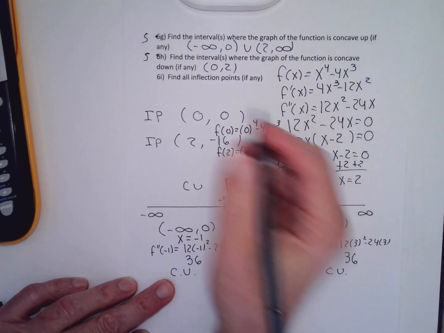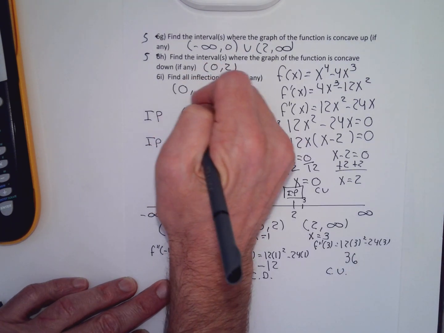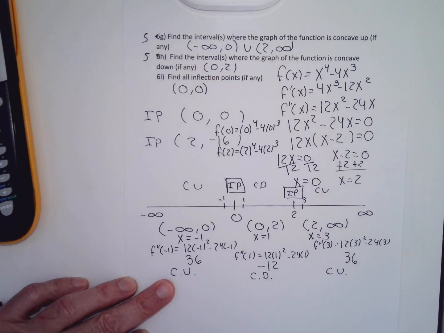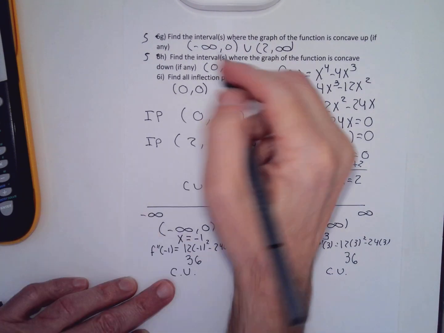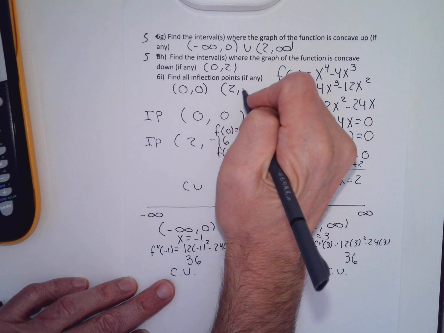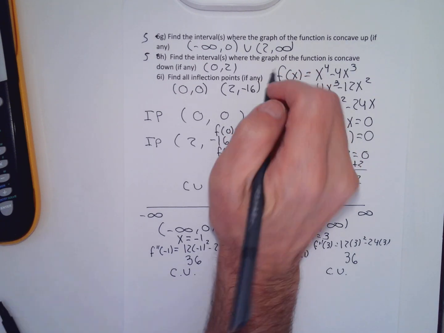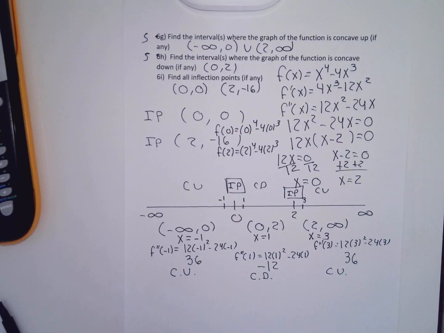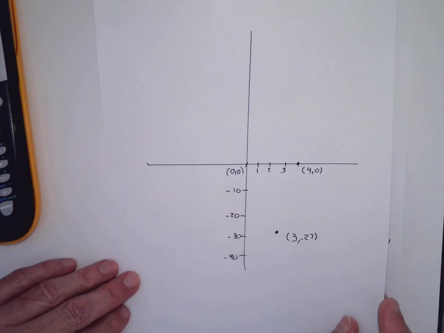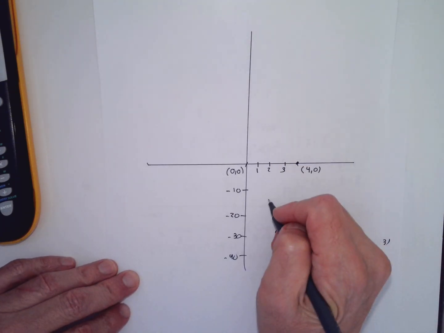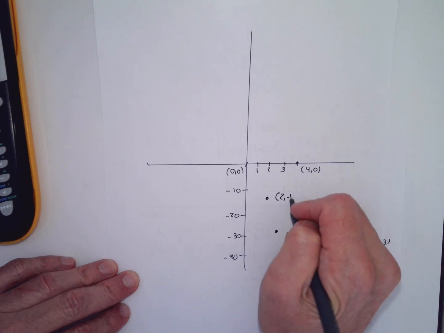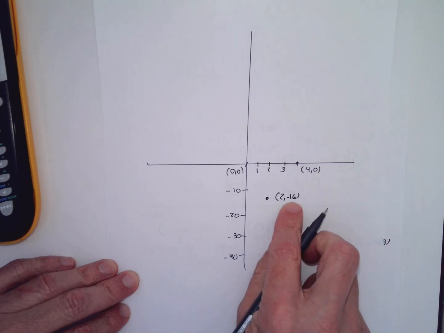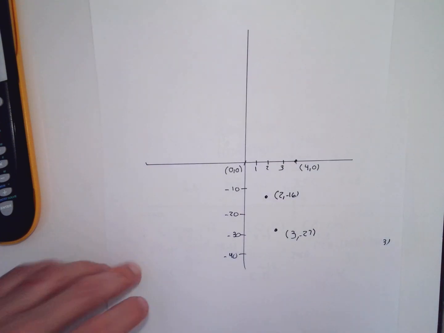So my inflection points: one point I already have marked as an x-intercept, a y-intercept, and now as an inflection point is 0, 0, and a new point that I'm going to add to my graph is 2, negative 16, which is just an inflection point. So on my graph, I already have 0, 0 plotted. I'm going to add the point 2, negative 16 the best I can. Probably I shouldn't have written it there because my graph's going to go through that, but yeah, it is what it is.